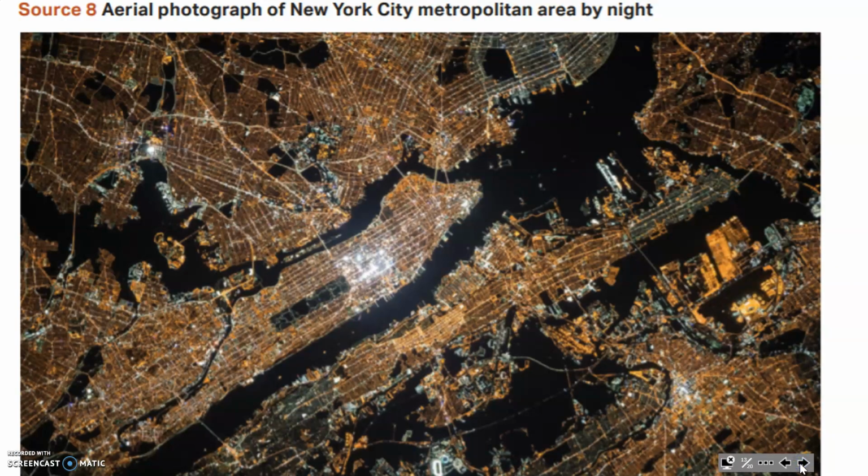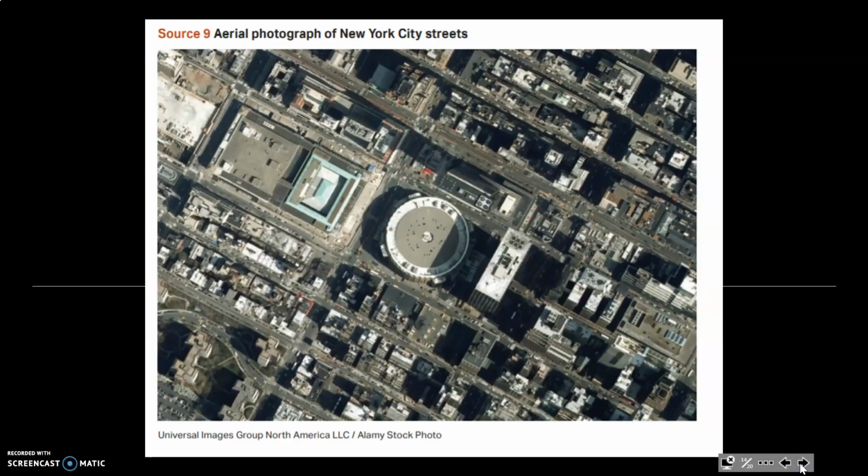Then for source 8, this is an aerial photograph, so a photograph taken from the sky of New York City at night. And then this is also an aerial photograph of the daytime of New York City streets. And again, difference in scale, large scale, small scale, what kind of specific information, details do we see or not see.